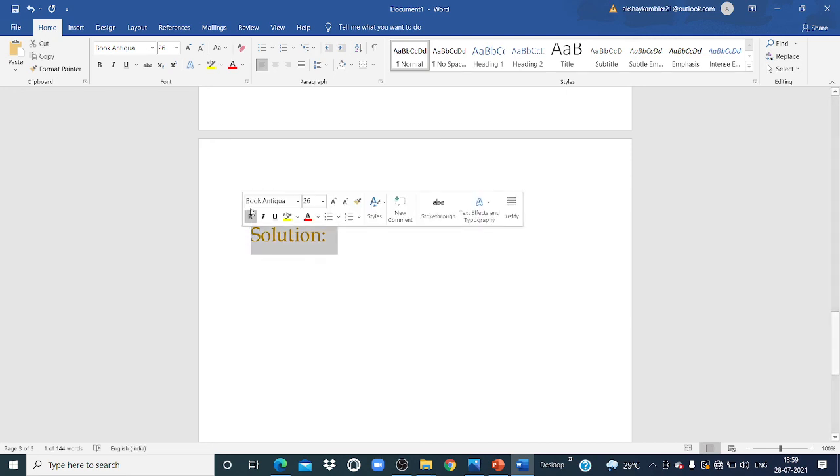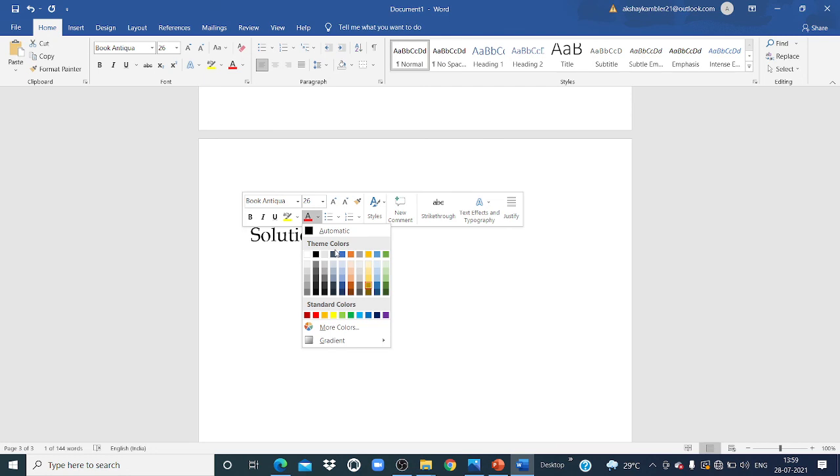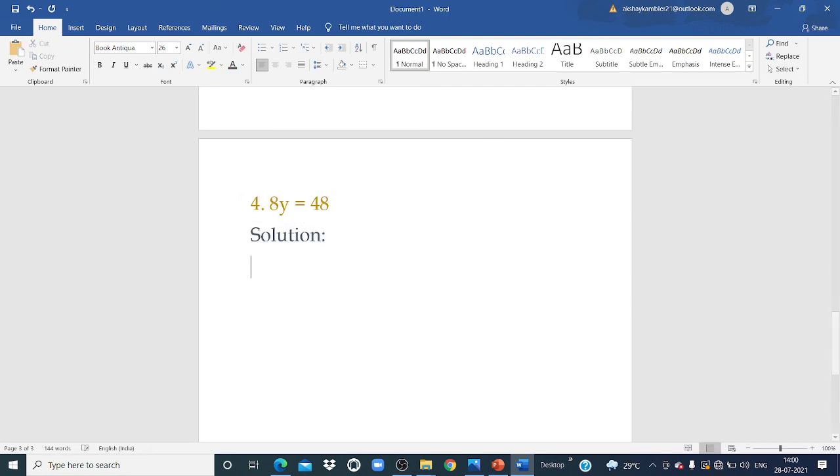So here what do we have to do? 8 into y. Whenever we don't have a sign between the variable and constant, that time we have a multiplication. So for the solution, what do we have to do? Divide. Here we have a multiplication, so divide with the same number. Same number means 8. Divide 8 to both sides.